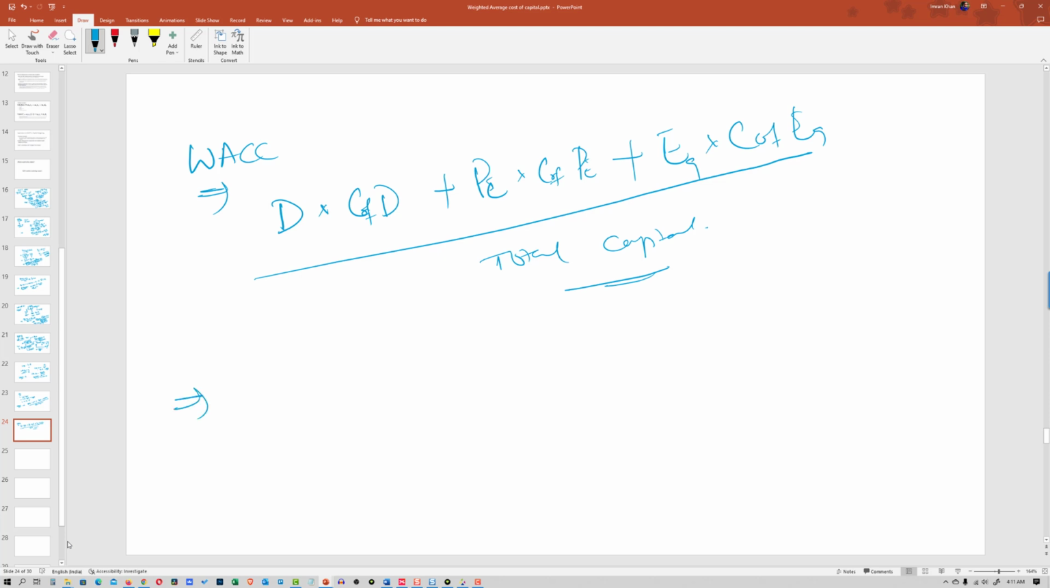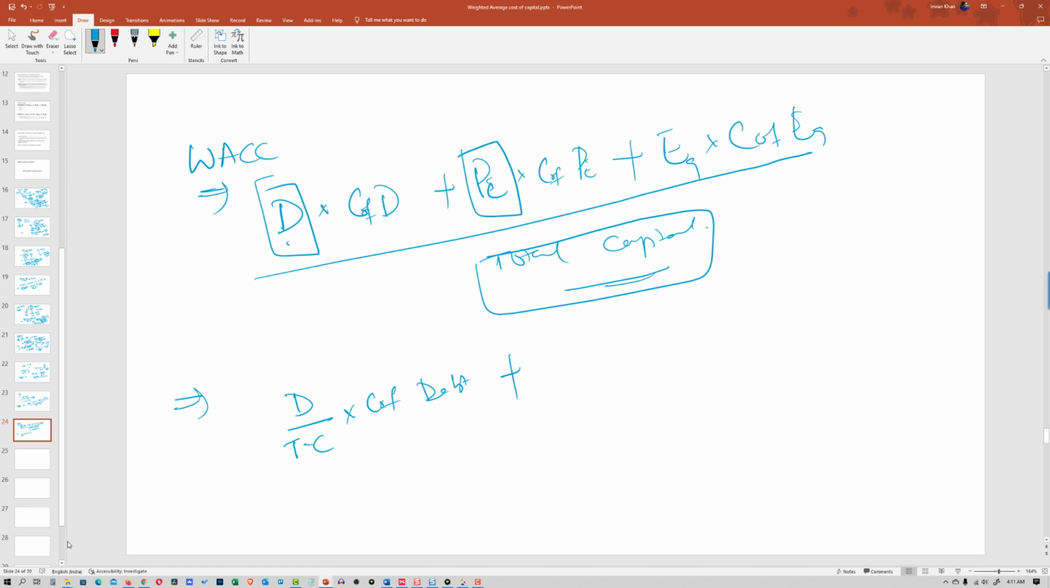If you remember, in the fruits example, I computed using percentages, right? Here we can do the same thing. If I take debt divided by total capital, we get the debt percentage, into cost of debt, plus the same thing: preferred equity divided by total capital, I'm writing it as TC, into cost of preferred equity, plus equity divided by total capital into cost of equity.